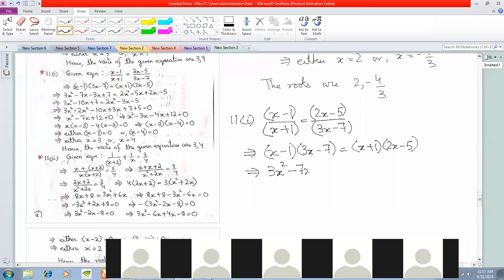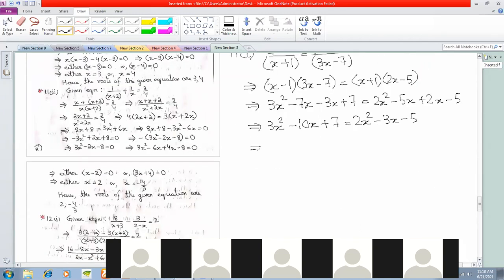Minus 7x minus 3x plus 7 is equal to, now you multiply these two, 2x square minus 5x plus 2x minus 5. So you get 3x square minus 7 and minus 3 will give you a minus 10 plus 7 is equal to 2x square minus 5x and plus 2x will give you a minus 3x.